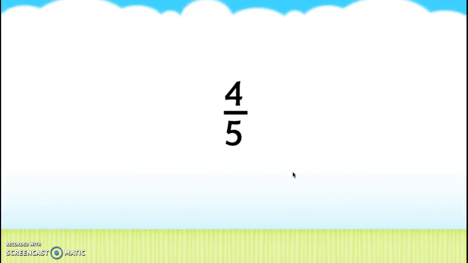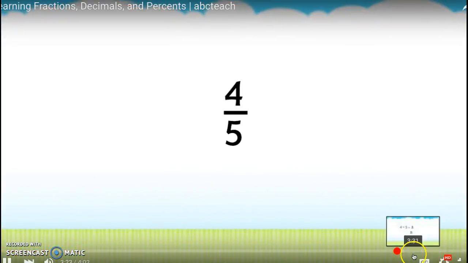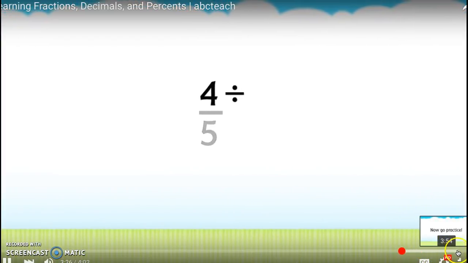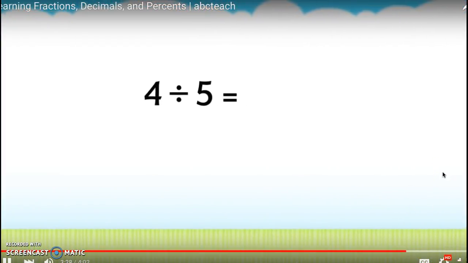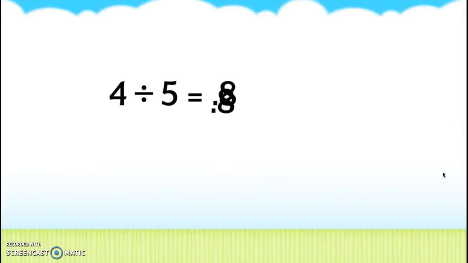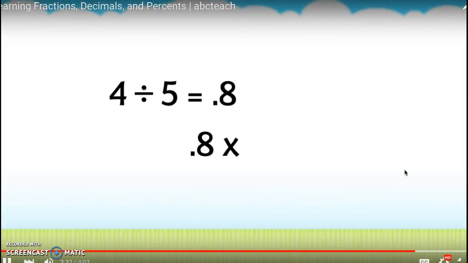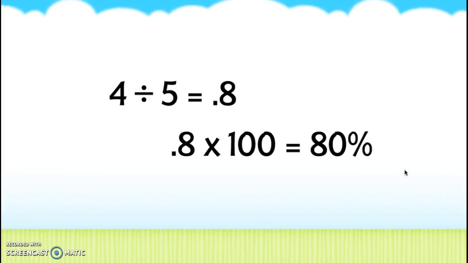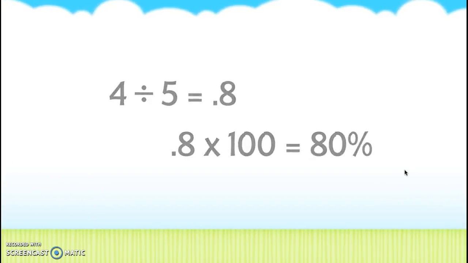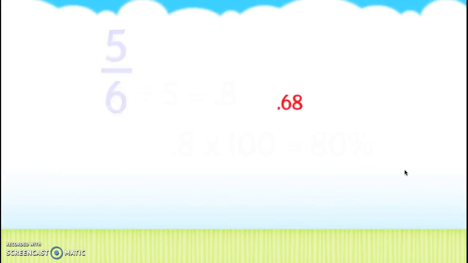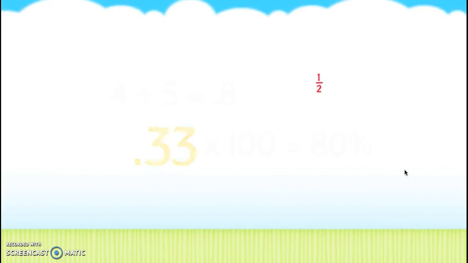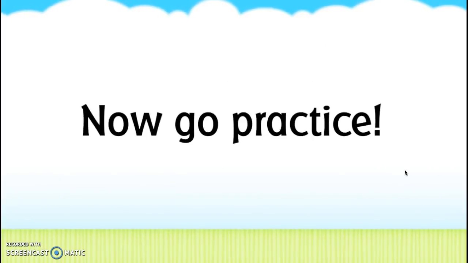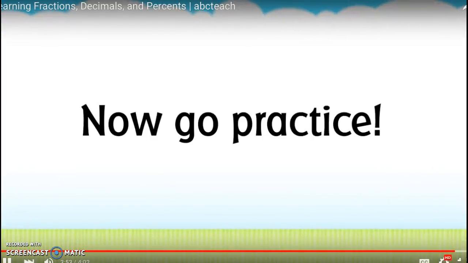And here's a final illustration, 4/5. 5, the denominator, goes into 4, the numerator, 0.8 times. Multiply 0.8 by 100, and your product will be 80. You can see that 4/5 is the same as 80%. Fractions, decimals, and percents are everywhere. Find some and see how easily you can change their format. Now go practice.